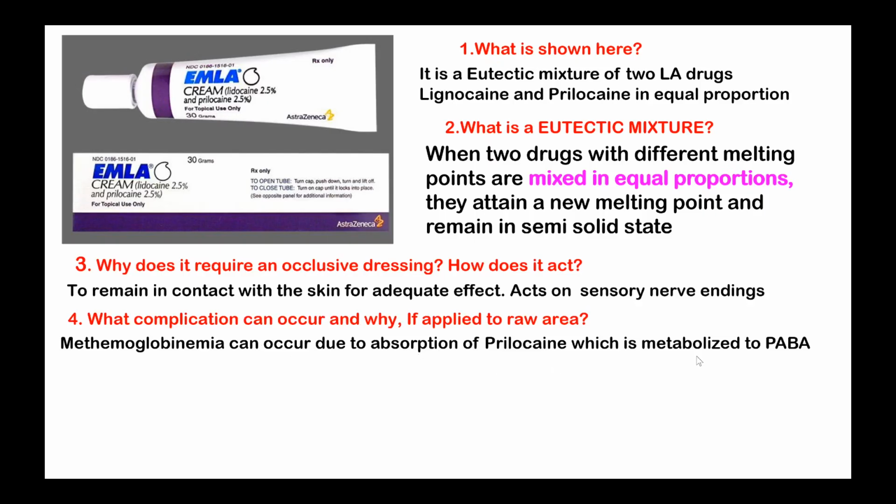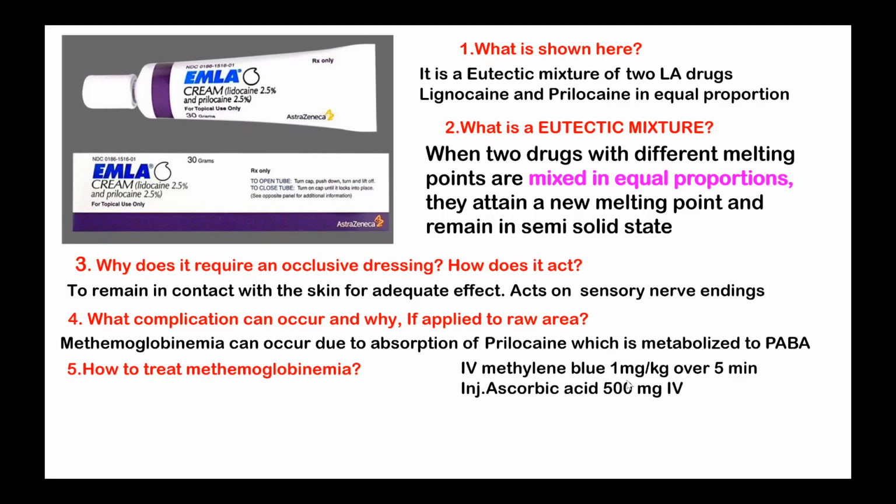It is metabolized to what? Para-aminobenzoic acid. How to treat methemoglobinemia if it occurs? Sir, methylene blue. Methylene blue can be given IV 1 milligram per kg over 5 minutes, or the second option is ascorbic acid 500 milligram IV. That is vitamin C. What are the uses of EMLA cream? IV cannulation in pediatric patients and non-cooperative adults.